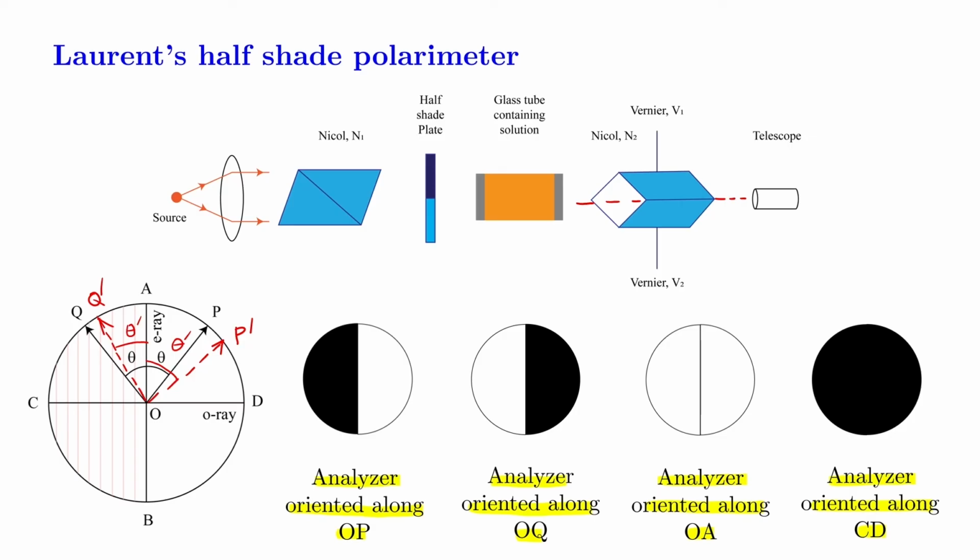When we introduce the optically active solution between the half-shade plate and the nickel prism N2, the field of view will be partially illuminated. Now, we'll rotate the analyzer N2 till the field of view becomes equally dark. After making the field of view equally dark, the reading on the circular scale is noted again. The difference between the two scale readings gives the angle of rotation of the plane of polarization caused by the solution.